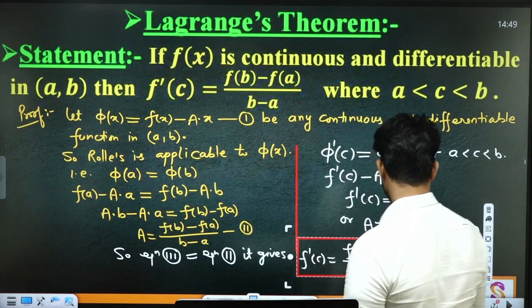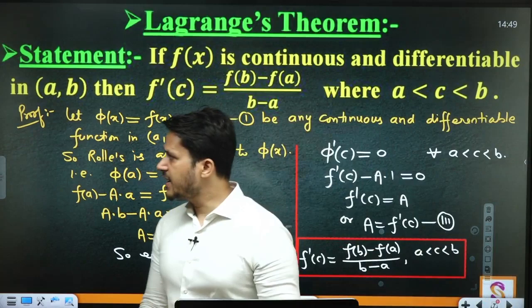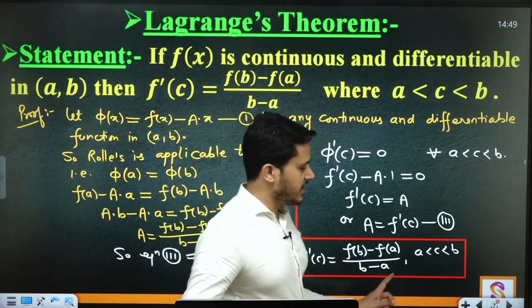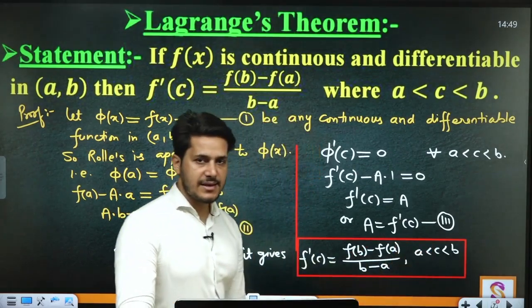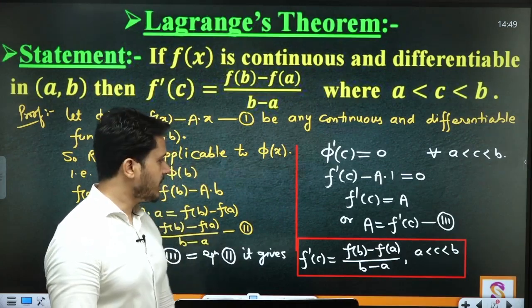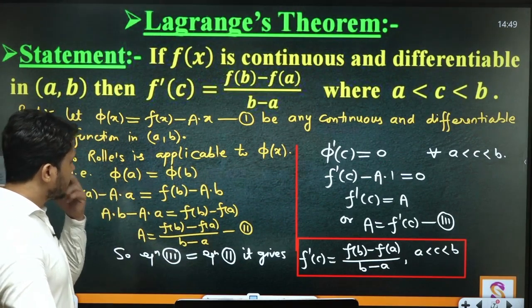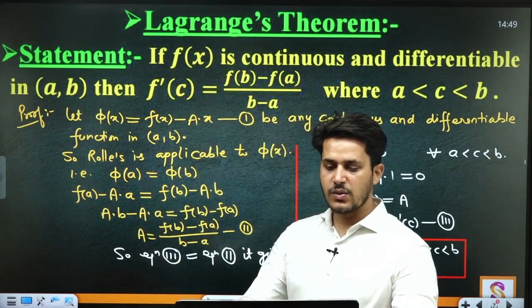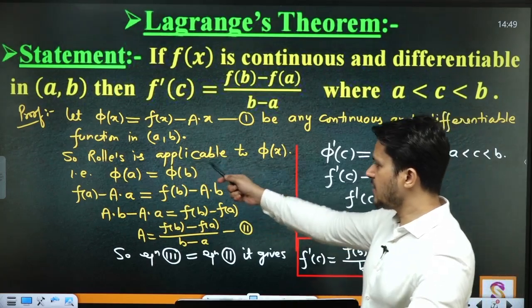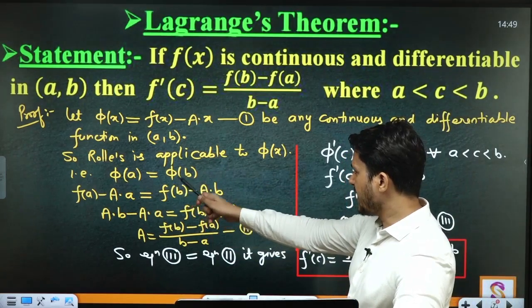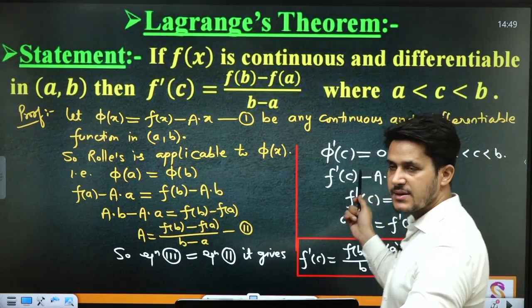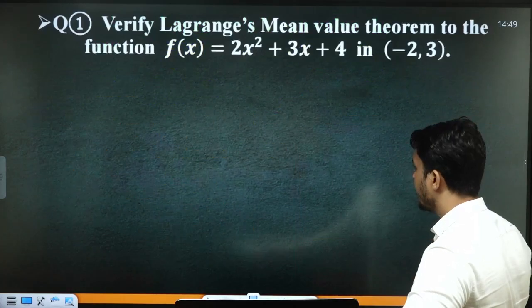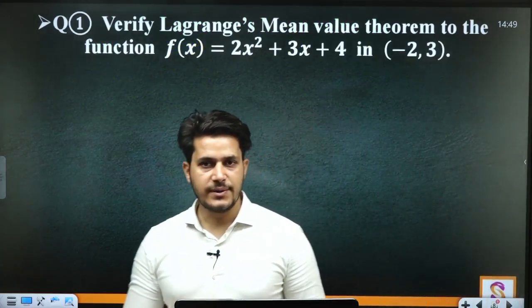ठीक है, this is your first and final statement of Lagrange theorem. You can see here that f dash c equal to f(b) minus f(a) upon b minus a, where c lies between a and b. a और b के बीच में लाई करता है, ये c है. तो इस तरीके से आपको ये लैग्रांज फंक्शन f(x) minus Ax कंसीडर करना है और उसके बाद आपको बस इसमें रोल्स थ्योरम अप्लाई कर दी. First one was phi(a) equal to phi(b) and the second one was phi dash c equal to 0.